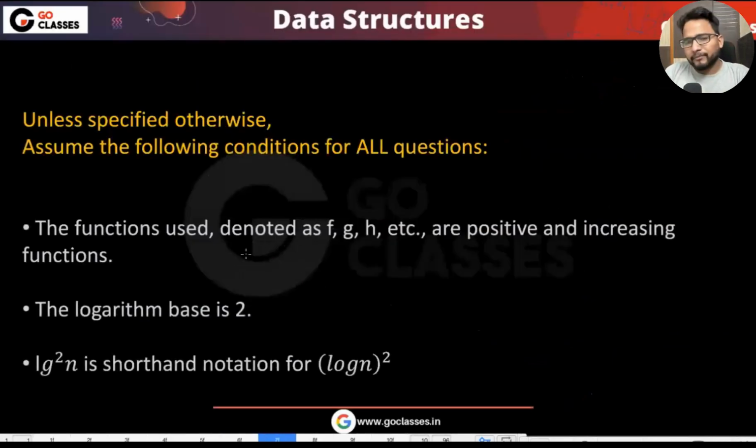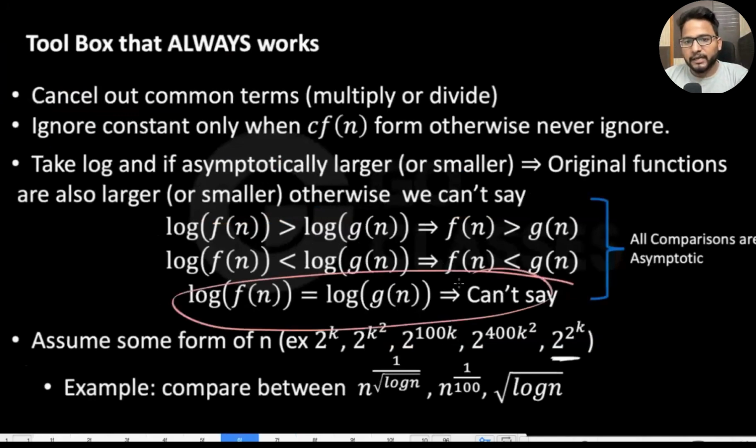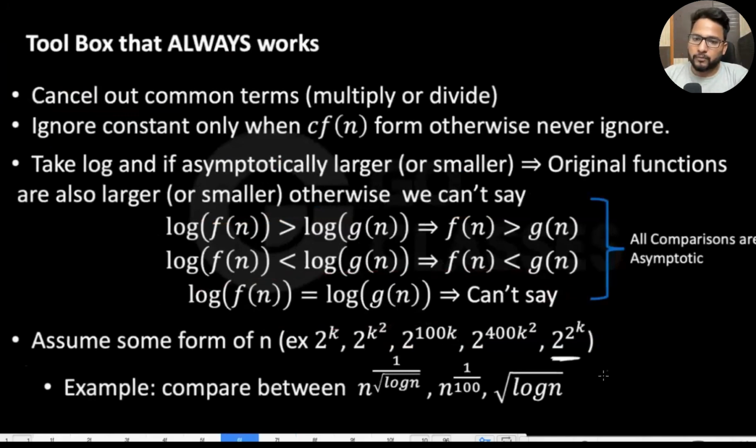In this particular practice set, all functions that we have used are positive and increasing, which means they always give a positive result. There is no negative function, so f(x) or f(n) is always greater than 0, and these are increasing functions. Yes, we have to cancel the common terms in case of the log. If both are coming out equal, then most probably you might not have canceled the common terms.